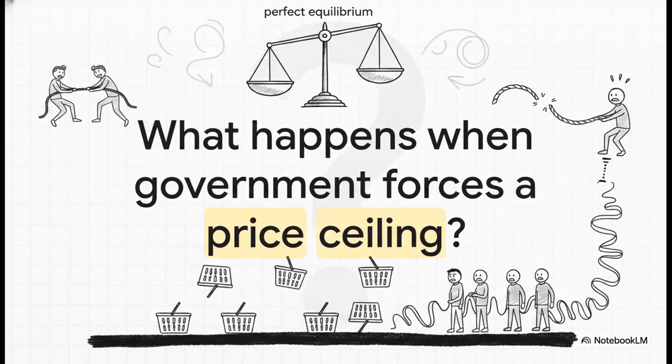Which leaves us with a pretty fascinating question to ponder. If competitive markets naturally and efficiently lock into perfect equilibrium, correcting their own shortages and surpluses all by themselves, what happens when a government steps in and artificially forces a price ceiling below this sweet spot? What happens to our perfectly balanced tug-of-war when someone literally cuts the rope? Think about that for a bit, and we'll explore the crazy consequences of those artificial market interventions next time.